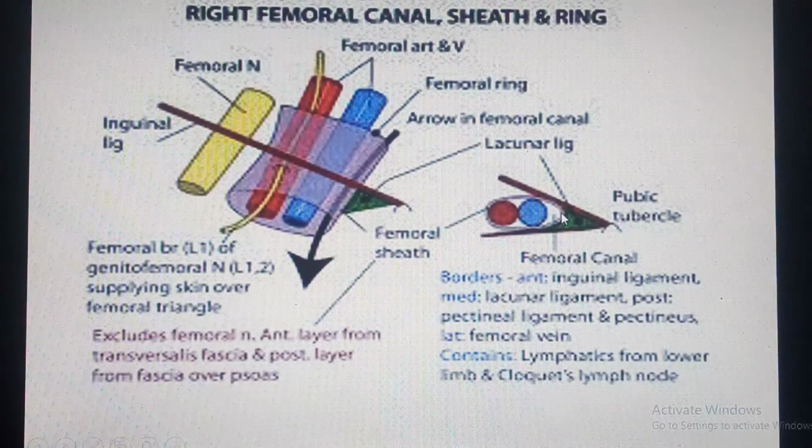Then at its medial portion, as you move this way, you are going medially, because this is the femoral vein, this is the femoral artery. As you move this way, you are going laterally. So at its medial portion we will have this ligament over here, the lacunar ligament. It's actually the concave area of the lacunar ligament, which forms the medial boundary.